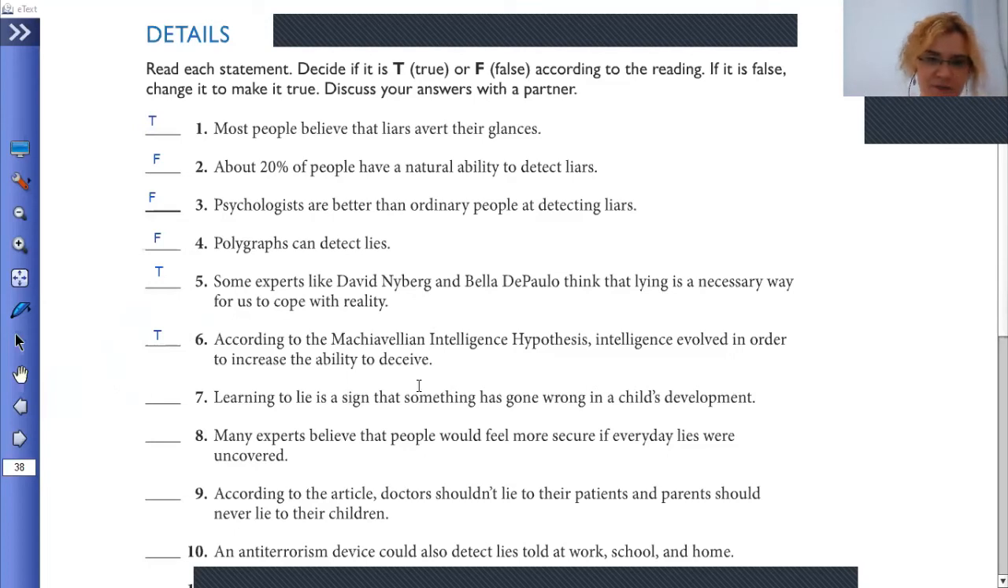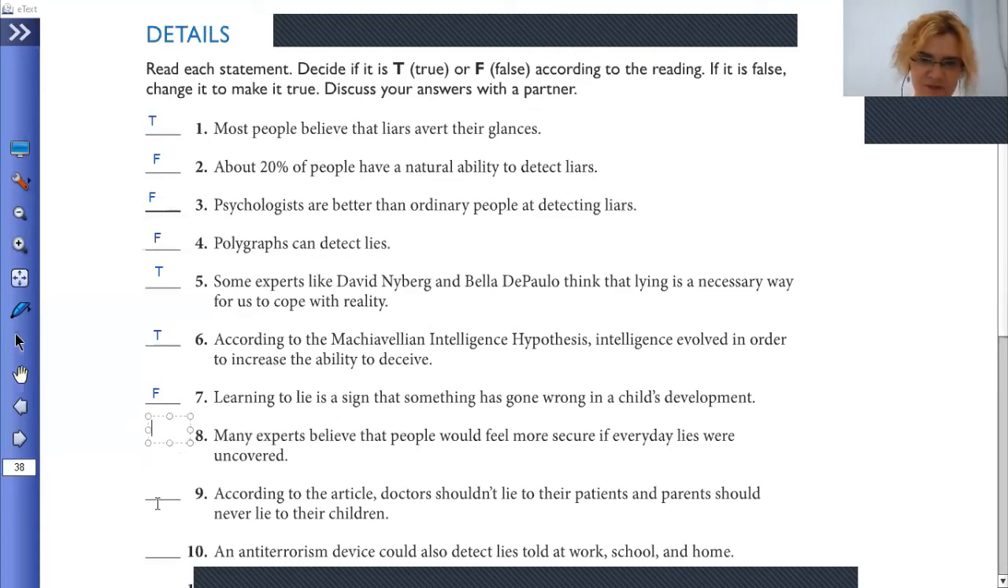Okay, we go to number 7. Thank you, by the way, Kesia. Yeah, we go to number 7 for Kensuke. Good morning, Kensuke. Morning, miss. Learning to lie is a sign that something has gone wrong in a child's development. Is that true or false? False. Yeah, that's false, definitely. Okay, now one more.